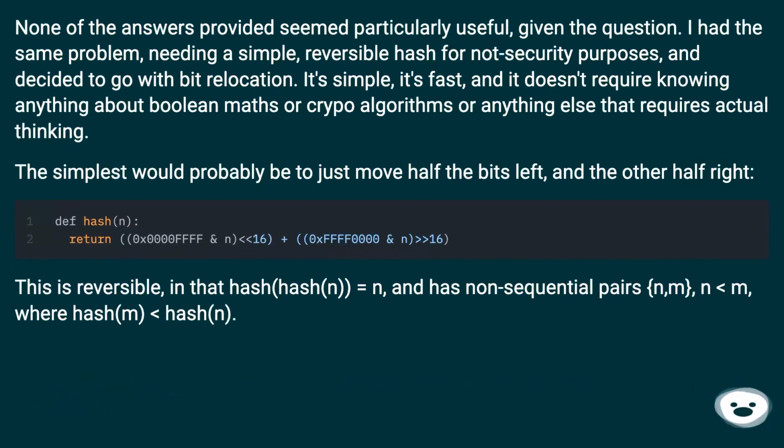None of the answers provided seemed particularly useful, given the question. I had the same problem, needing a simple, reversible hash for not security purposes, and decided to go with bit relocation. It's simple, it's fast, and it doesn't require knowing anything about Boolean maths or proper algorithms or anything else that requires actual thinking. The simplest would probably be to just move half the bits left, and the other half right. This is reversible, in that hash(hash(n)) equals n, and has non-sequential pairs n, m, where n is lower than m, where hash(m) is lower than hash(n).